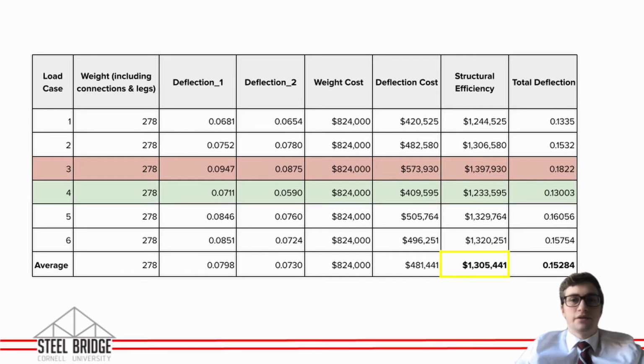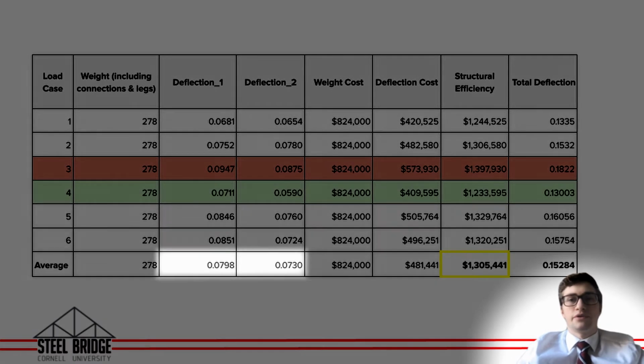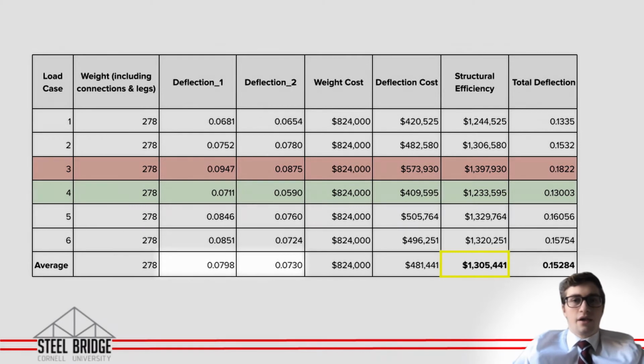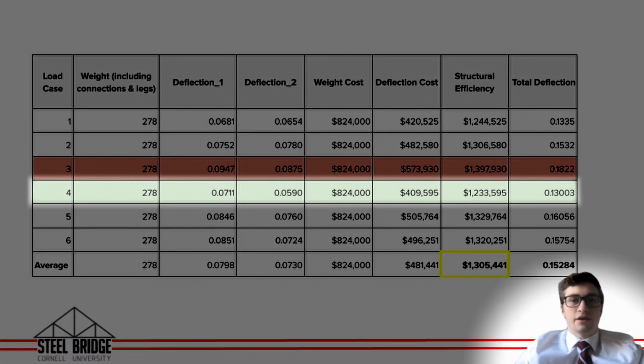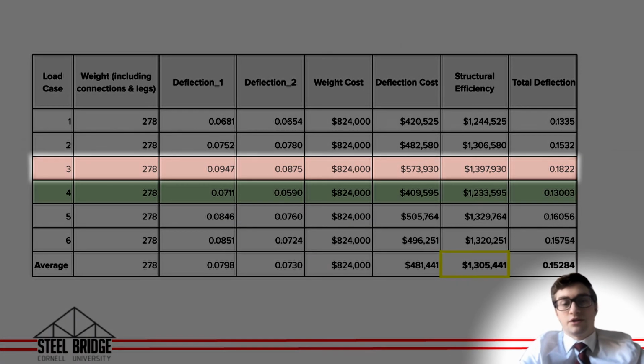Our analysis concluded that the average deflection of the D1 and D2 locations were approximately 0.08 inches and 0.073 inches respectively. Load case 4 presented us with the lowest aggregate deflection of about 0.13 inches, whereas load case 3 presented us with the highest of about 0.182 inches.